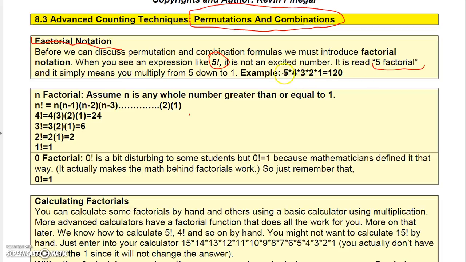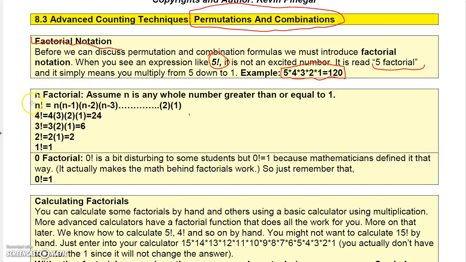And what it means is you just simply multiply from 5 all the way down to 1. So 5 factorial would actually be calculated this way: 5 times 4 times 3 times 2 times 1. And always stop at 1, because it wouldn't make sense to go to 0, because everything would be 0 if you did that. So 5 factorial would be 5 times 4 times 3 times 2 times 1, which is 120.